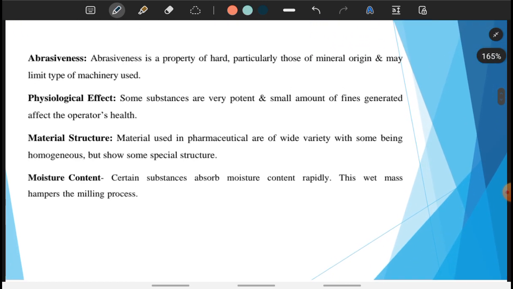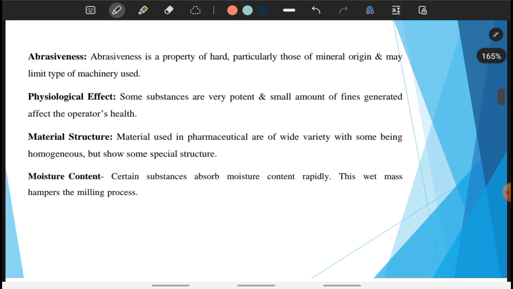Next property is abrasiveness. Abrasiveness is a property of hard materials, particularly those of mineral origin. It may limit the type of machinery. Sometimes when grinding abrasive material, the final product becomes contaminated with ore. More than 0.1% of material from the grinding mill can contaminate the product.